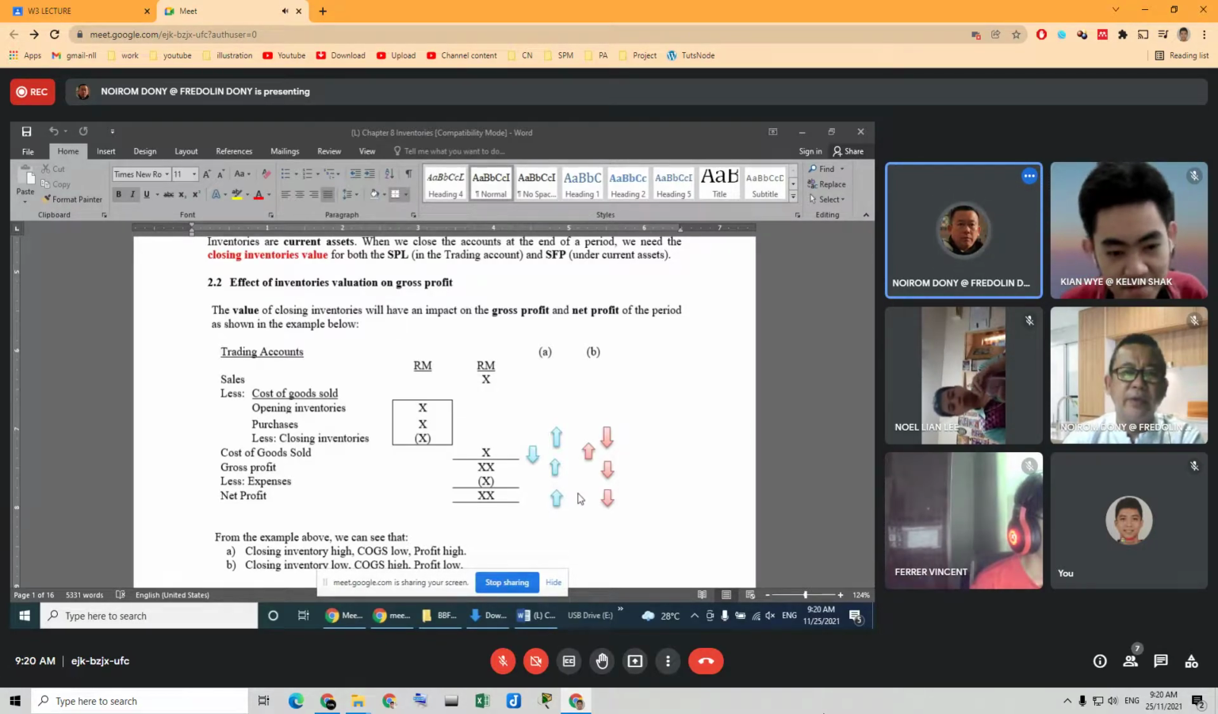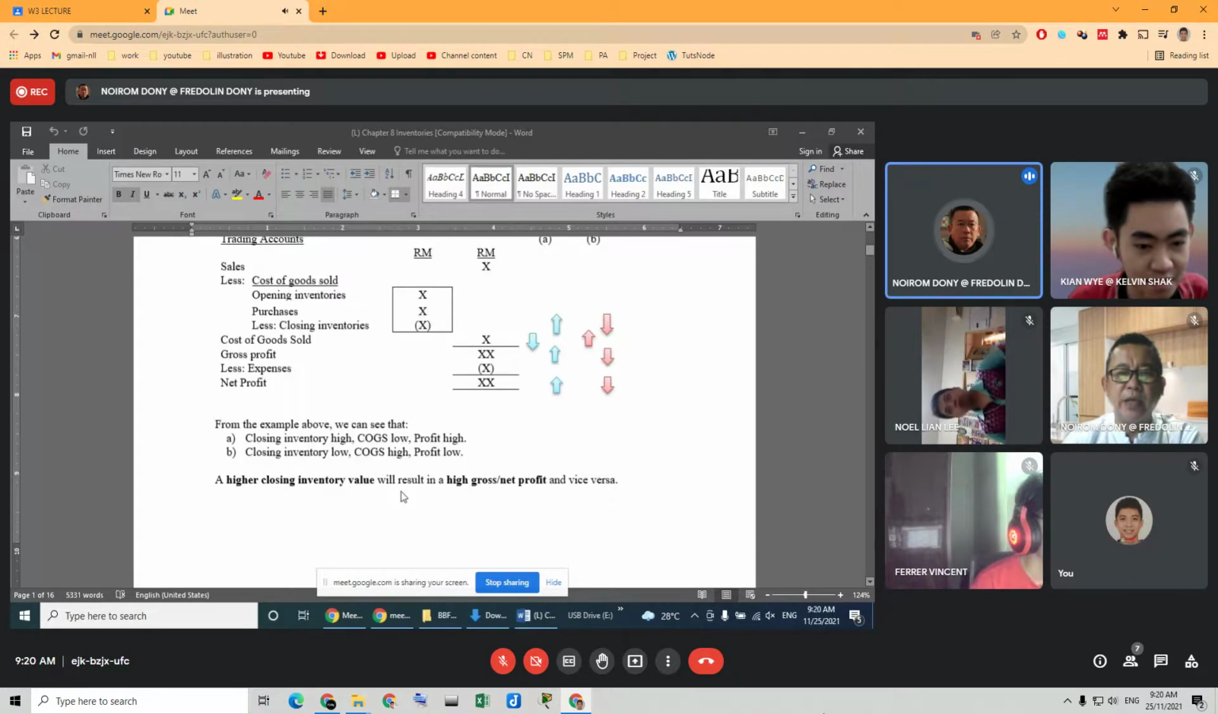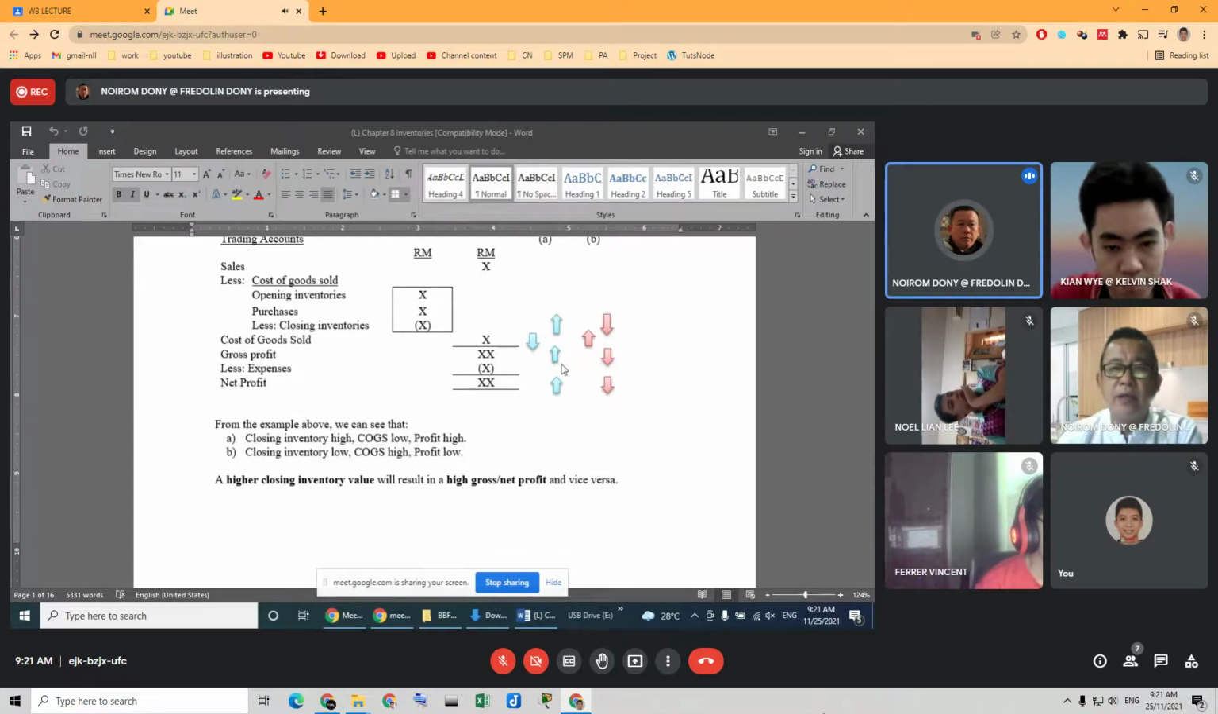overtaxed. Okay. So from the example above, we can see that closing inventory high, cost of goods sold low. That is the effect. So you must understand the effect. Because we minus, that's why cost of goods sold becomes lower. So as lower cost of goods sold, it will cause the profit to be higher. But if the closing inventory is lower, your cost of goods sold will be higher, then that causes the profit to be low.